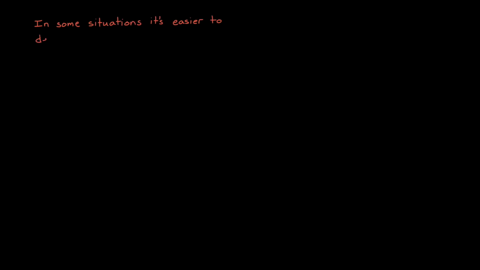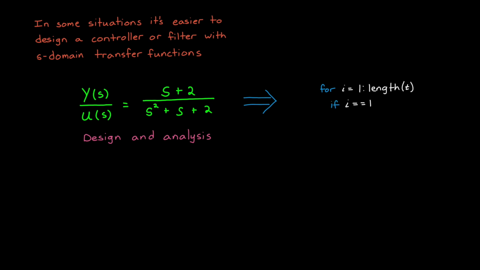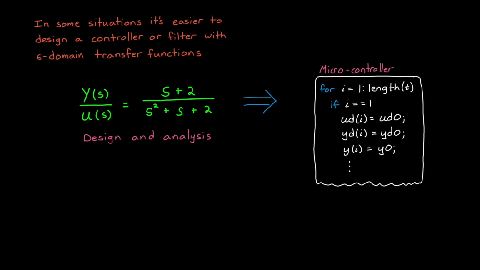In some situations, it's easier to design a controller or a filter using continuous S-domain transfer functions. We have a lot of mathematical tools that make analyzing and manipulating them easier than, say, their equivalent time-domain differential equations. However, while we like to work with transfer functions for design and analysis, it's often the case that we need to implement them in software that runs on some processor or microcontroller, and it might not be obvious how to go about doing this.